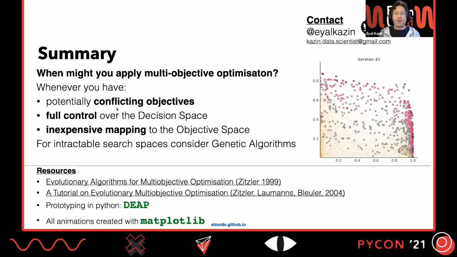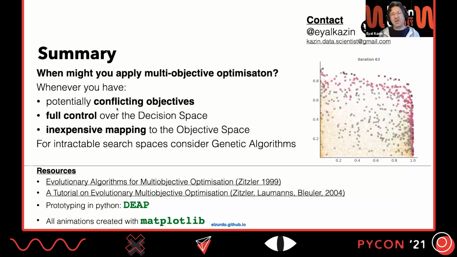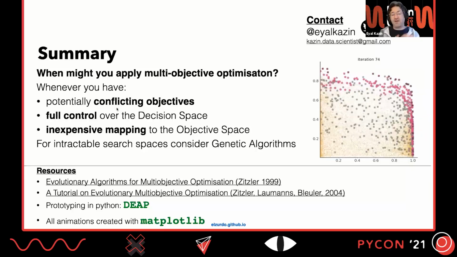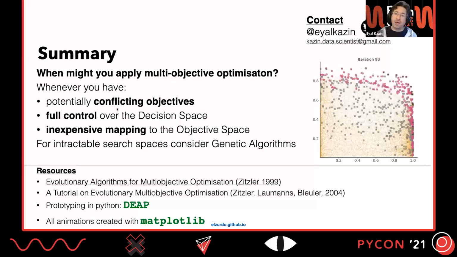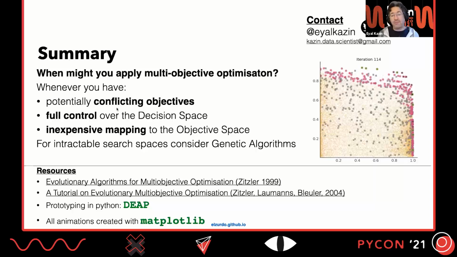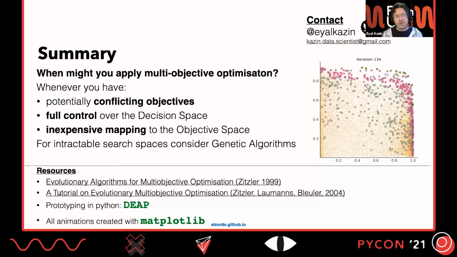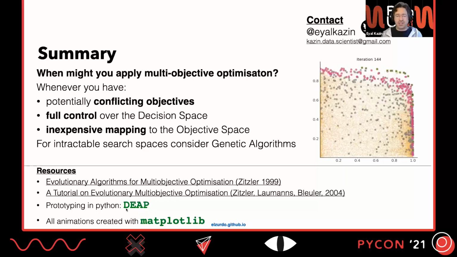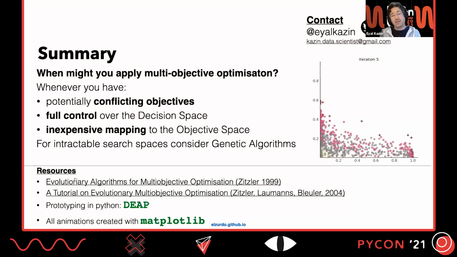So when can you apply multi-objective optimization? Again, you want full control over your decision space. You need an inexpensive mapping from your decision space to your objective space. If you're dealing with an intractable solution space, which is most likely, you want a stochastic algorithm like genetic algorithms. In the slide deck, I provide resources like the package DEAP and some literature and previous talks that I delivered.